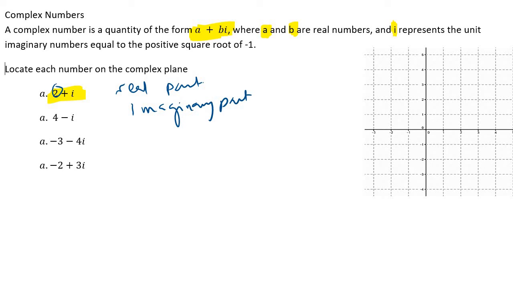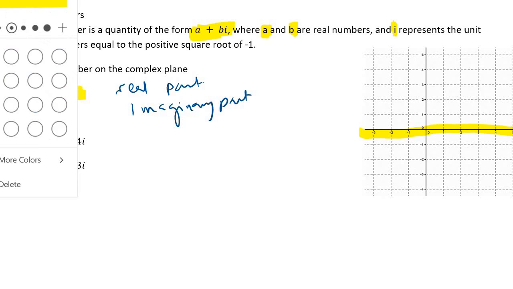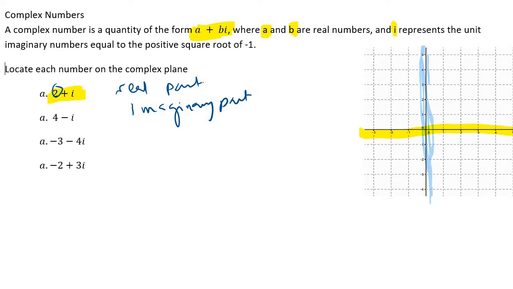So the real part can be plotted on the real number axis. That's the real number axis right here. And the imaginary part on the imaginary number axis, like this part in blue. So the imaginary part will be this and the real part will be the yellow one, okay? Now, if I want to plot this number 2 plus i, I just need to locate 2 units on the real number line and then 1 unit up towards the imaginary part, and put a point there. That will be number A, 2 plus i.